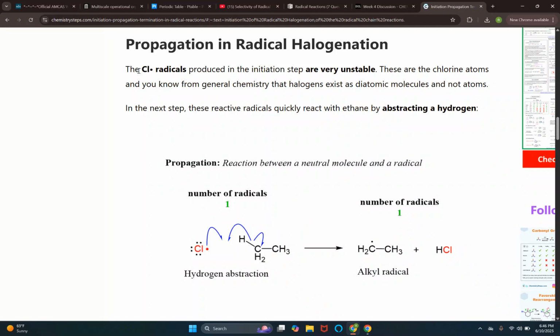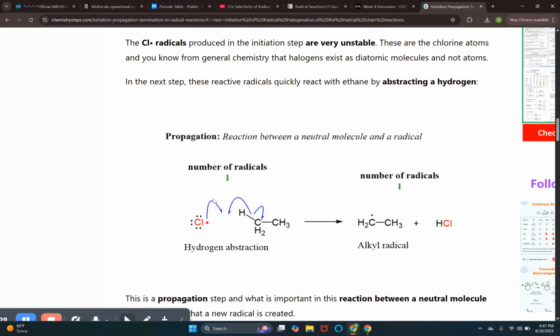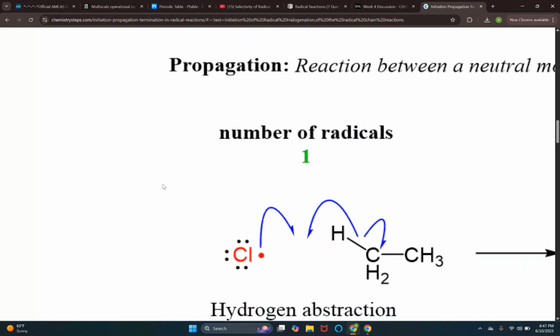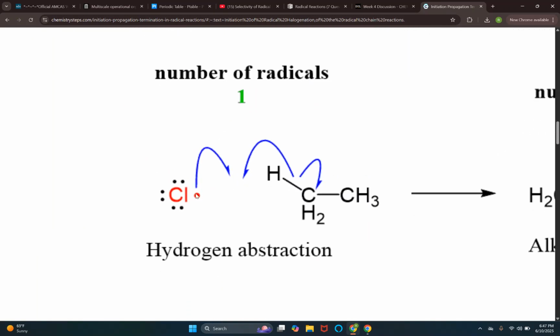So the text says the chlorine radicals produced in the initiation step, which we went over in the last video, are very unstable. All right, so in the initiation step, we created a chlorine radical from Cl2 being cleaved and light breaking a bond and creating two Cl radicals.